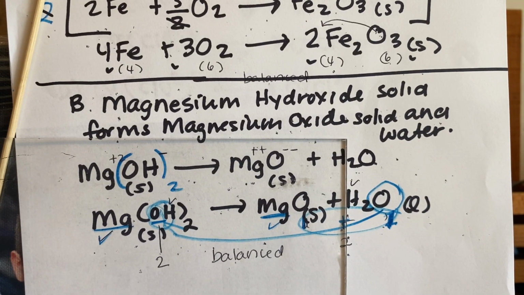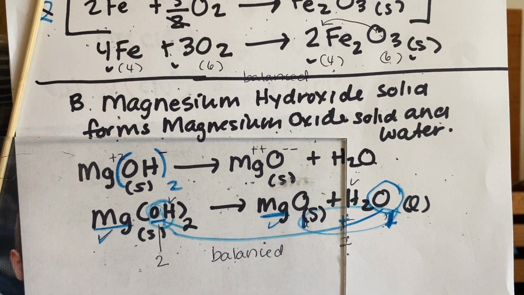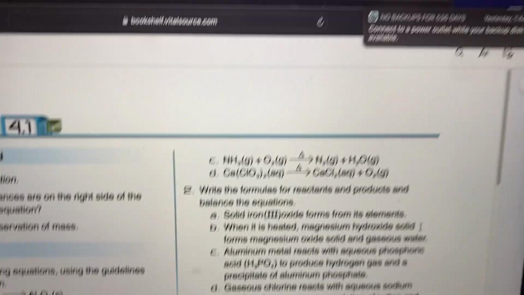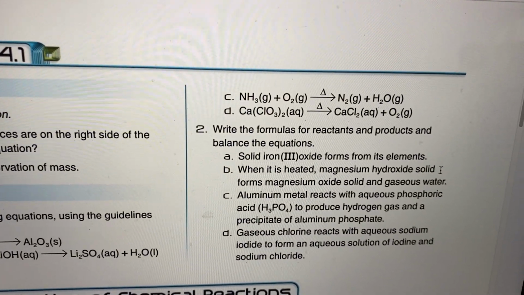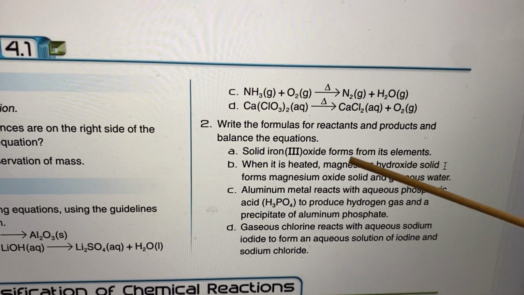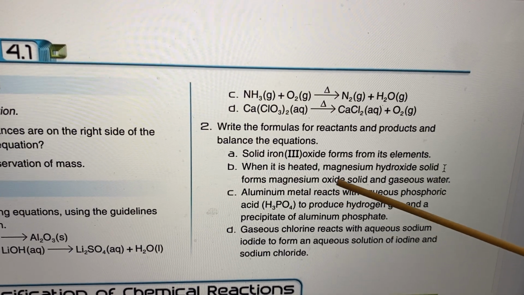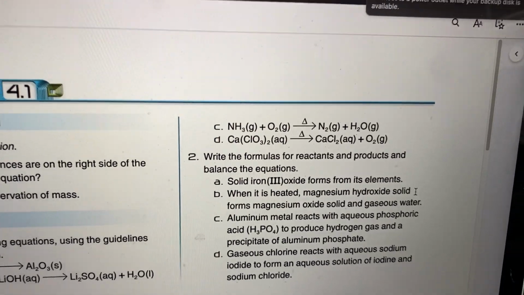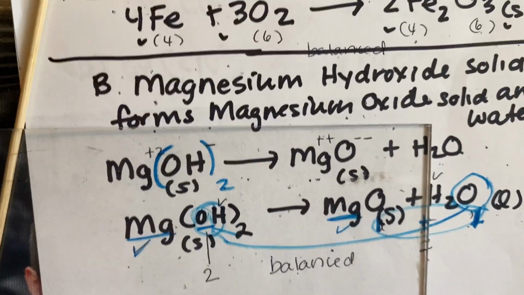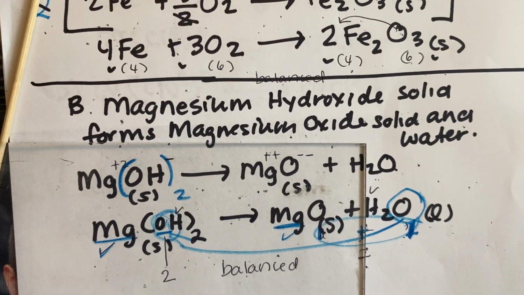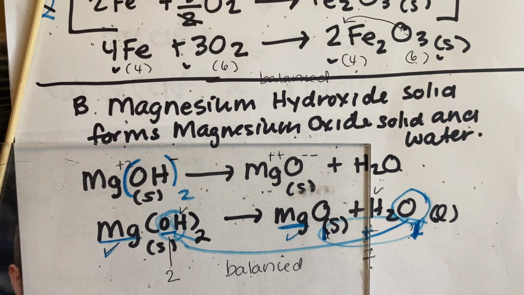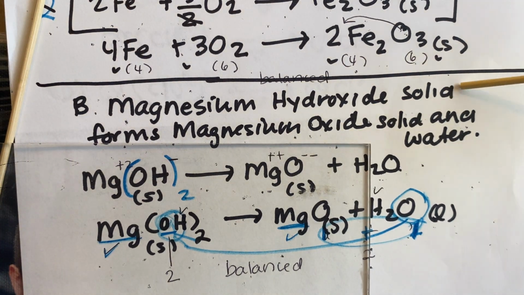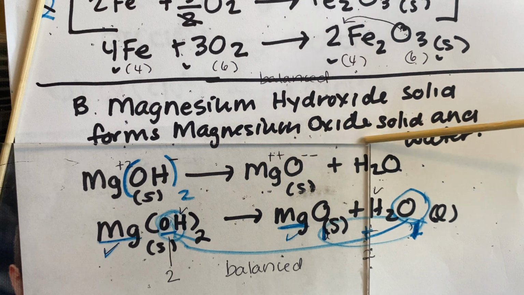The next one says, when it is heated, magnesium hydroxide, we're going to have to look it up. Magnesium hydroxide, solid, forms magnesium oxide, solid, and gaseous water. So let's write that out. Basically, the hard part of this is writing this out because this balances up pretty good. So magnesium hydroxide solid forms magnesium oxide solid.